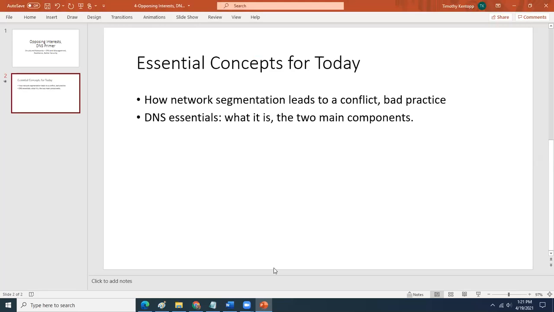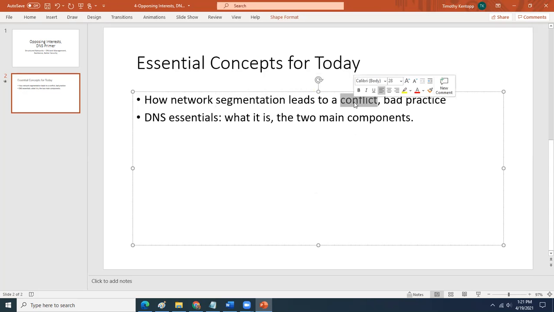Today, what are we going to cover today? We're going to cover how network segmentation, proper network segmentation, leads to a conflict. Basically, there's a bad practice that tech professionals often develop as a result of the network segment. If proper network segmentation is performed, it is a very common thing for local techs to set up some extra routes just for ease of support, and it kind of undoes everything. We'll explain that in greater detail in just a moment.